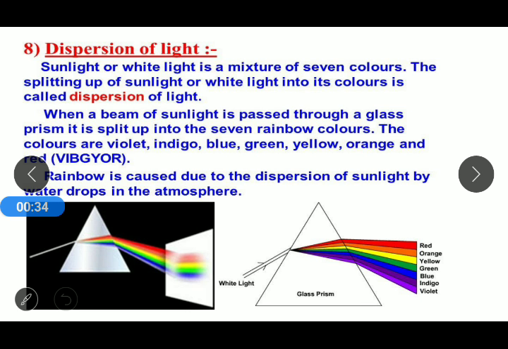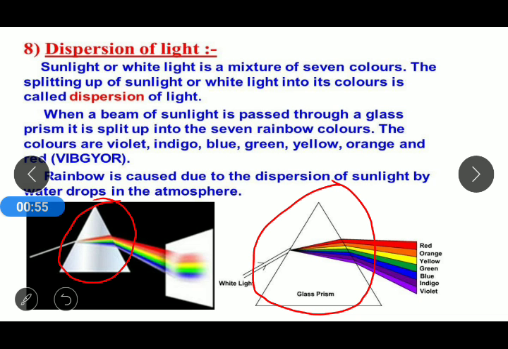That means the sunlight is made of seven colors. And how are we able to find out that this sunlight or white light is made of seven colors? When white light passes through a prism, as you can see in both pictures, picture 1 or picture 2, when sun rays pass through a glass prism, then it is split into its seven colors, and these seven colors are known as Vibgyor.